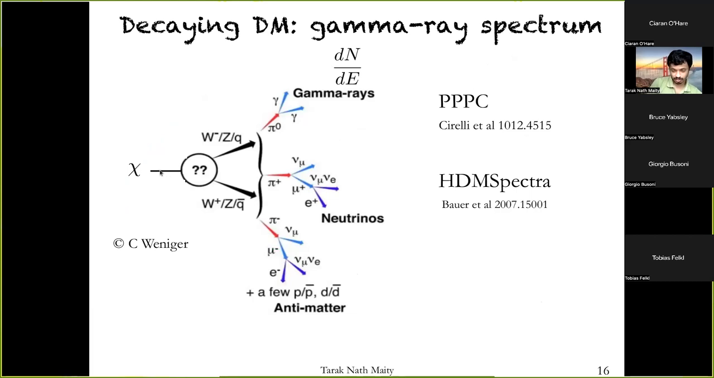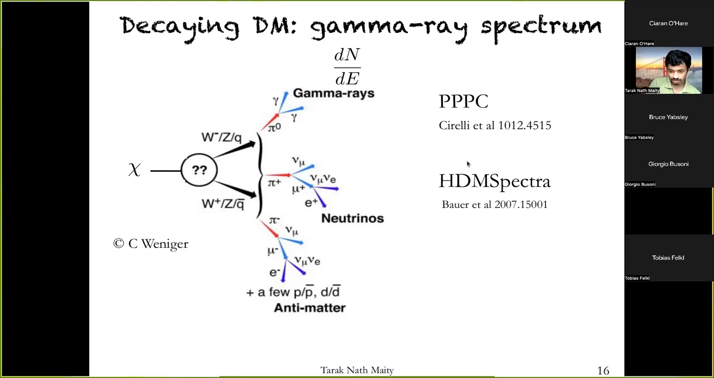So the essential point here is that, let's say this is dark matter, which is decaying to some two-body standard model states, let's say quark, quark bar, and this quark gets hadronized to produce pi zero, so it essentially decays to gamma rays. And publicly available code like CPPC ASTM spectra would just give you what could be the gamma ray spectrum for those kinds of decay or annihilation.